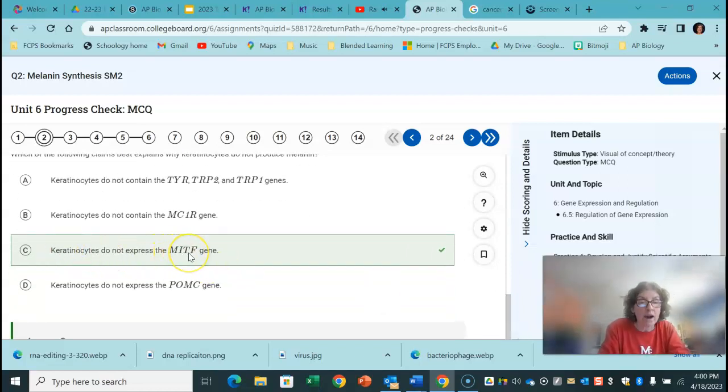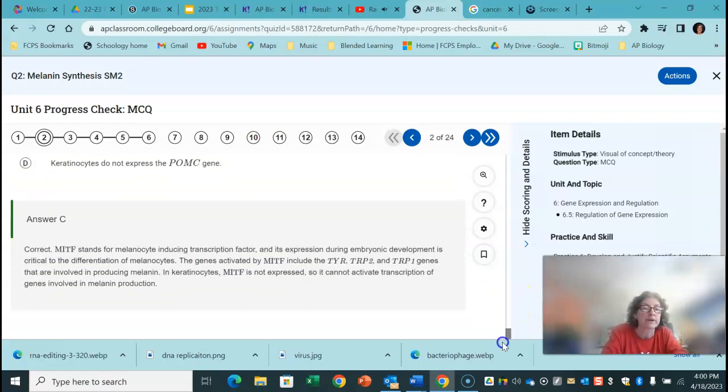Okay, so MITF gene, and let's go to the explanation. The MITF stands for melanocyte-inducing transcription factor, and its expression during embryonic development is critical to differentiation of melanocytes. The genes activated by MITF include TYR, TRP, and TR1, genes that are involved in producing melanin.